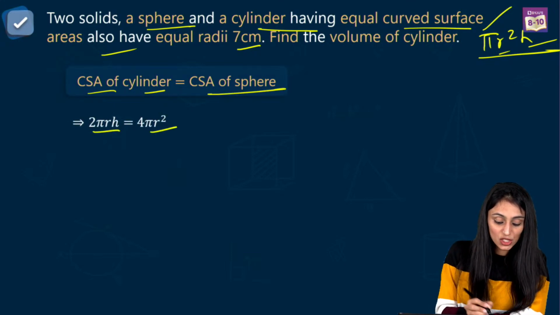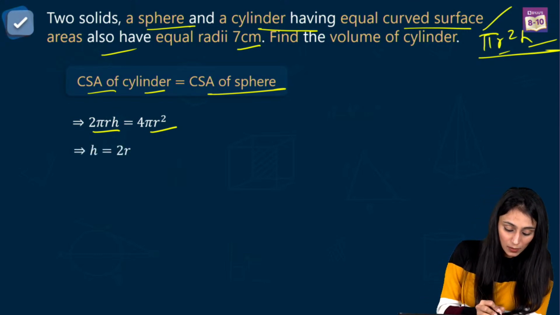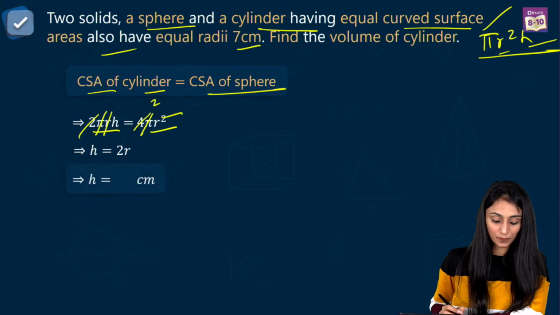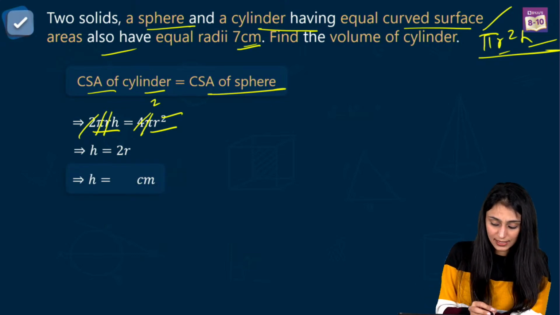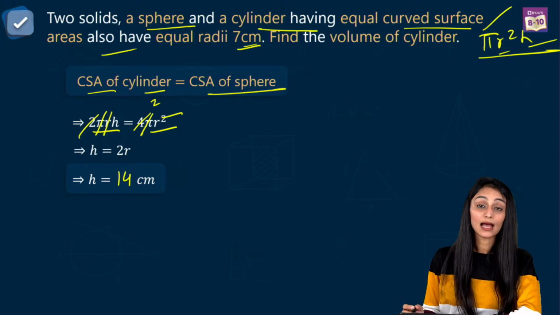So 2 pi rh equal to 4 pi r square. That's the curved surface area for a sphere. So from here, pi and pi will cancel out. This r will cancel one r. 2 will cancel out this 4. So we have h equals to 2r. Right? r is what? That's 7. So simply 2 times 7 is going to be 14 centimeter. That's the height of the cylinder.